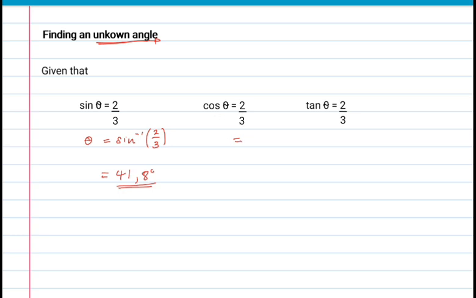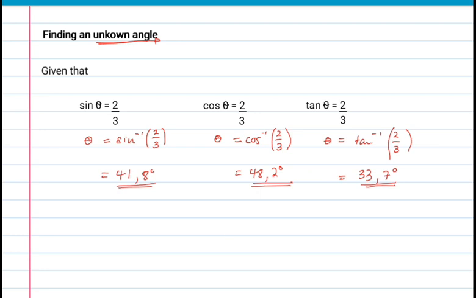Then we look at the second one. Cos theta is equal to 2/3. So for us to find theta, it will be equivalent to arc cos of 2/3. The arc cos of 2/3 gives us a value of 48.2 degrees. Then we look at the third example. It's for tan. So theta will be equal to the arctan of 2/3. Then if we evaluate using a calculator, it gives us 33.7 degrees. So these are our values when we want to find the angle when you're given the other values.